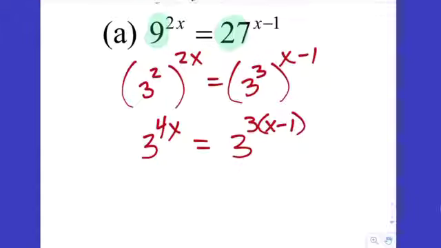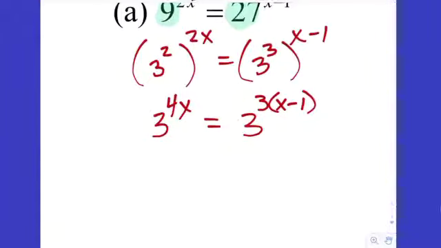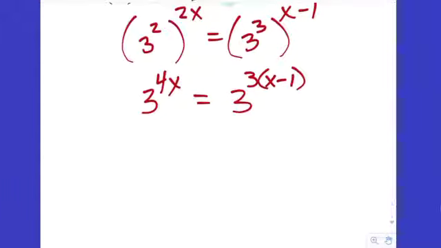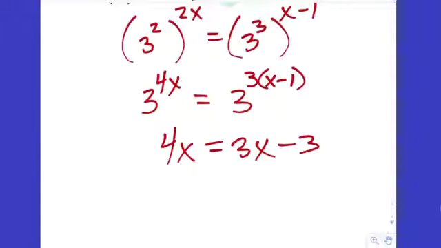Now at this point, you have the option of writing it as 3 times quantity x minus 1, or as you're writing it, you can feel free to distribute 3x minus 3. It's up to you. But now I have 3 to the blob equals 3 to the blob, so guess what? Blob equals blob. Now I'm going to distribute 3x minus 3. Okay, you don't have to show the line where you're taking the log base 3 of both sides. You can just use a little theorem. It works because exponentials are 1 to 1.